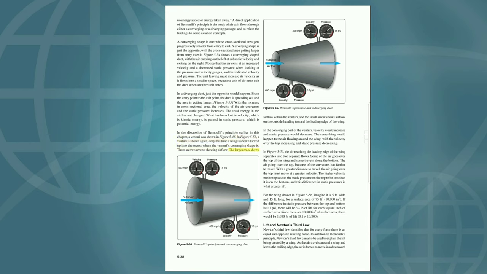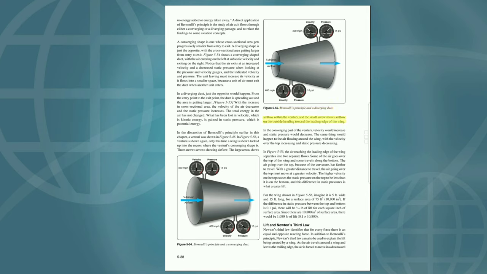The large arrow shows velocity, pressure, 300 miles per hour, 14 psi, low high, subsonic, air out, 400 miles per hour, 10 psi, low high, velocity, pressure. Figure 5-54. Bernoulli's principle and a converging duct. Figure 5-55. Bernoulli's principle and a diverging duct.